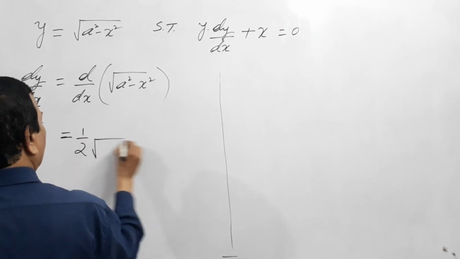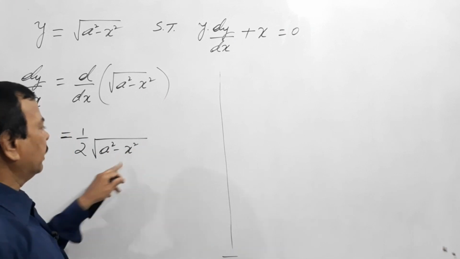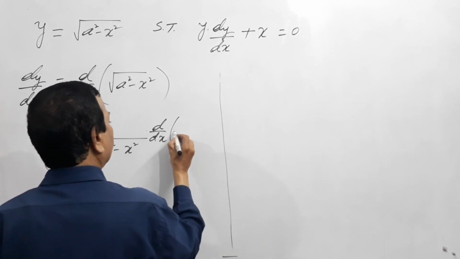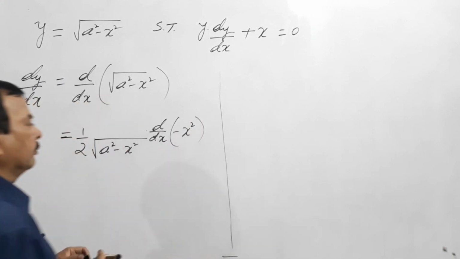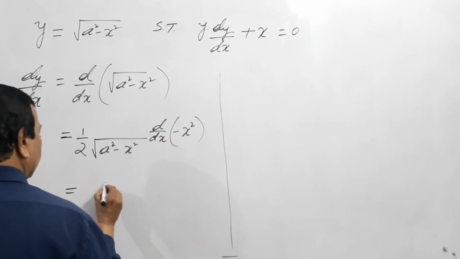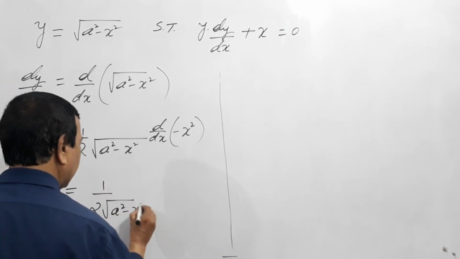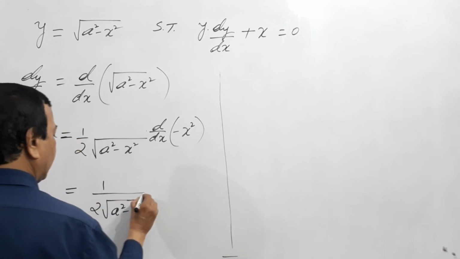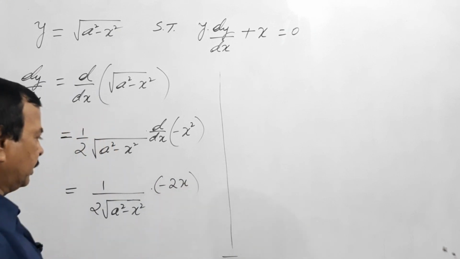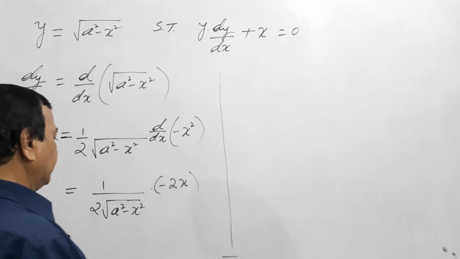Half into under the root a square minus x square. So d by dx of minus x square. So what happens is, this is 1 by 2 into root of a square minus x square into minus 2x. If you differentiate x square, you get 2x. So minus sign is a minus sign. So what happens to this?